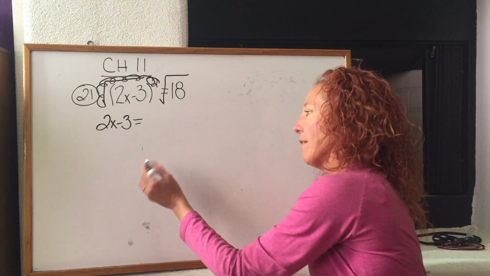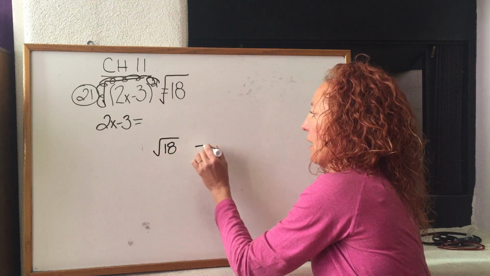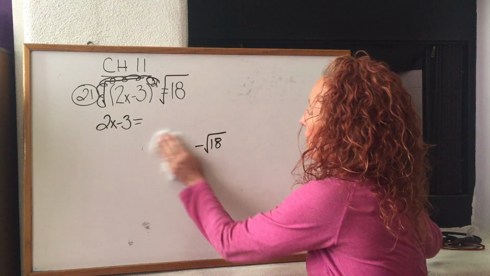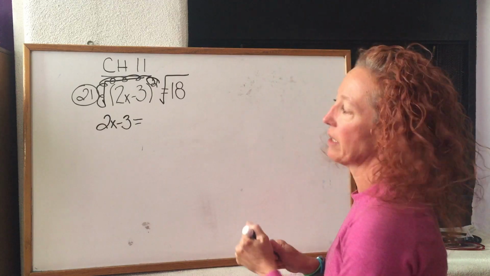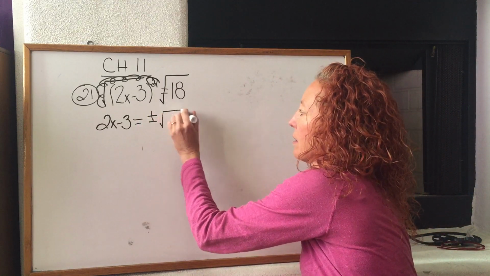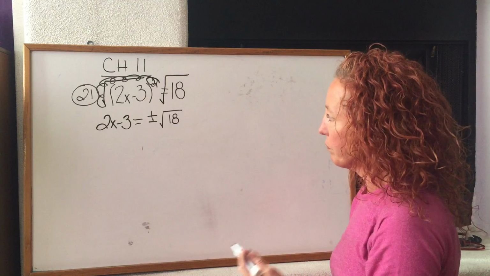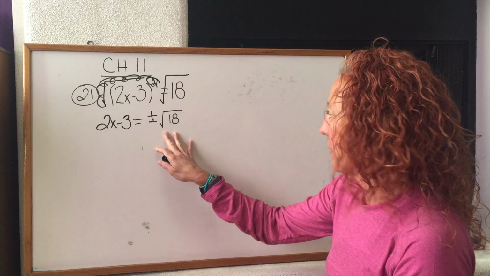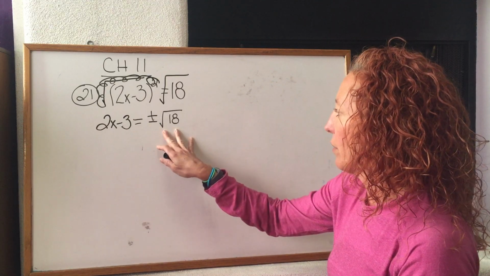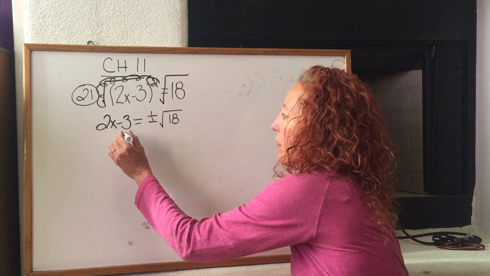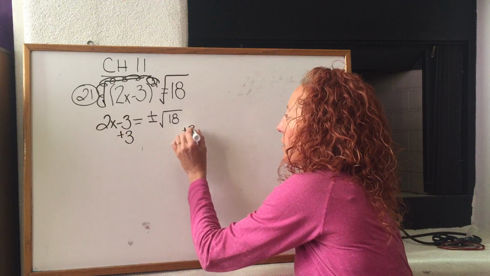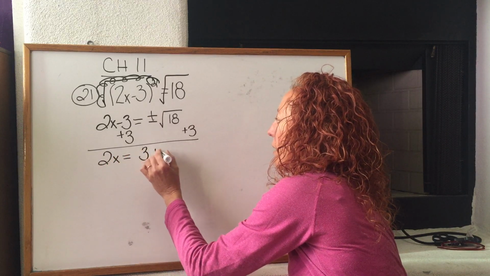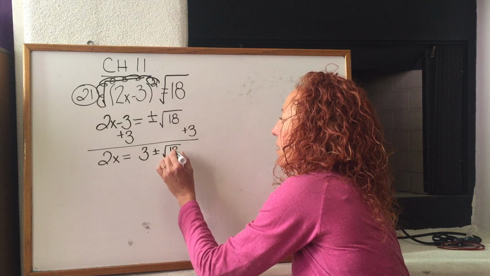So instead of writing positive 18 and then negative 18 separately, just like it said in the notes, we have this little symbol that stands for both, plus or minus the square root of 18. All right, we do need to check to make sure that that could be simplified if possible. You can solve for x first, or you can simplify right here. It doesn't really matter. I'm going to add the 3 to both sides. So I get 2x equals 3 plus or minus the square root of 18.